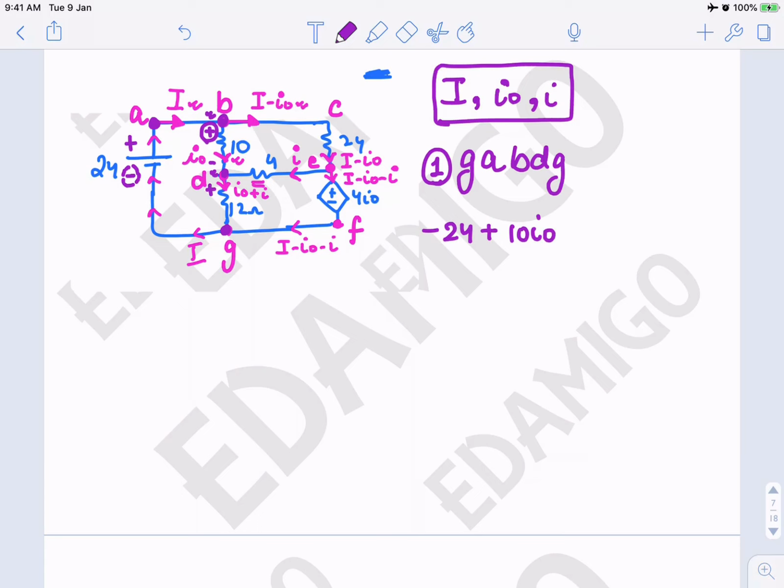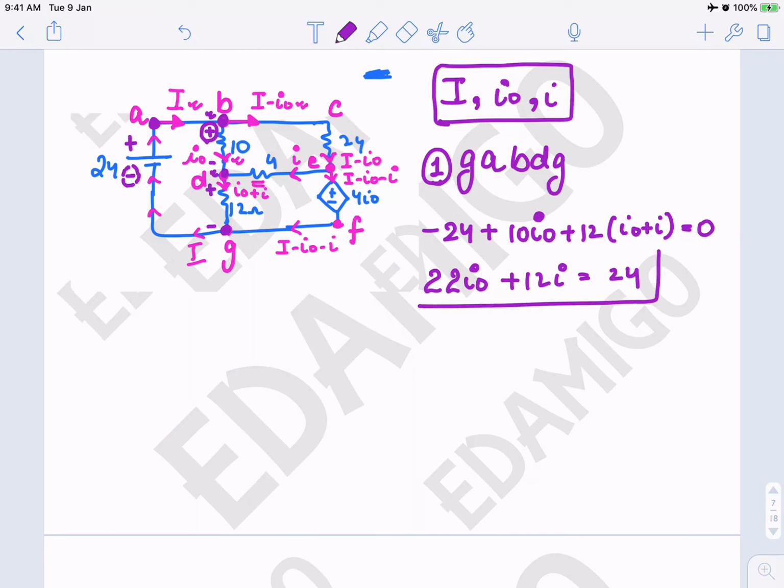From D to G, again plus minus 12 is the resistance, and the current is I naught plus I. So the equation is 22 I naught plus 12I equals 24. So this is my first equation.